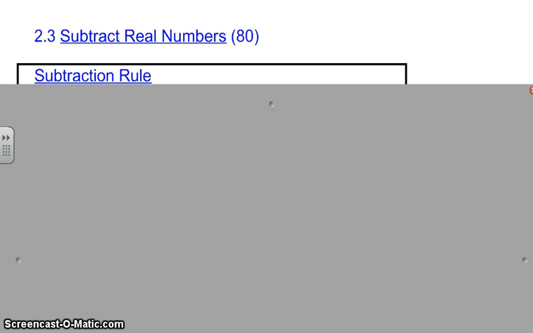Okay, so chapter 2, section 3, we'll review subtracting real numbers. Always a short review for you guys because you're so strong already with subtraction, right?